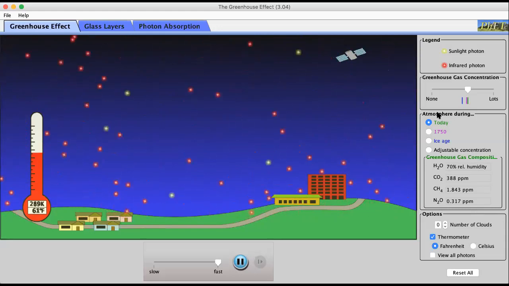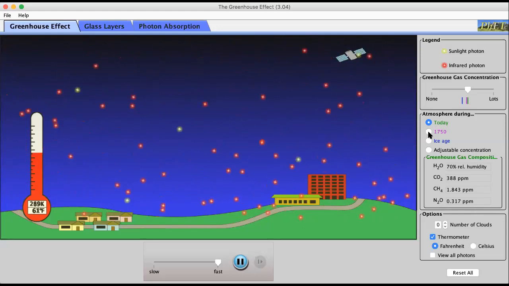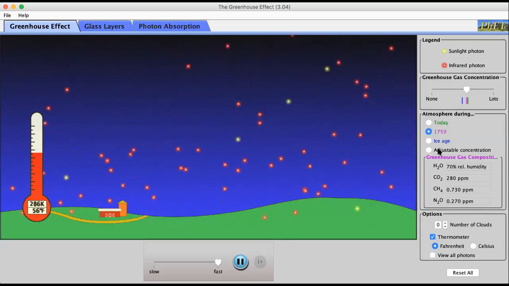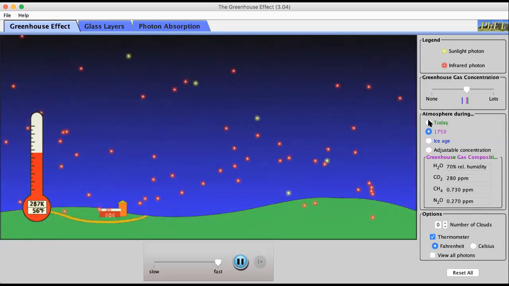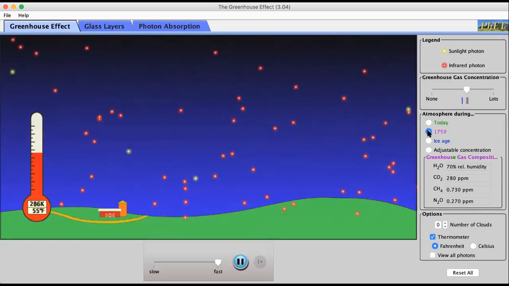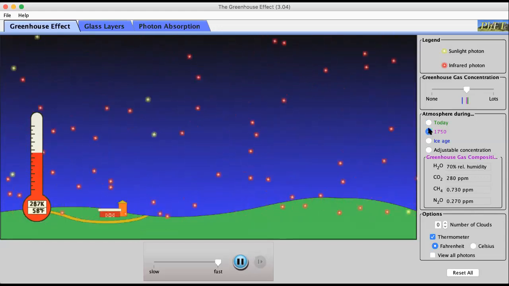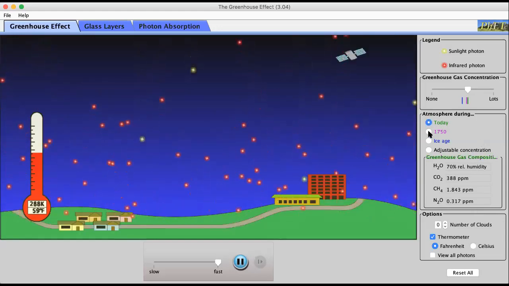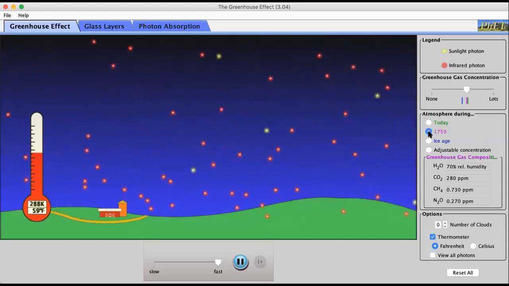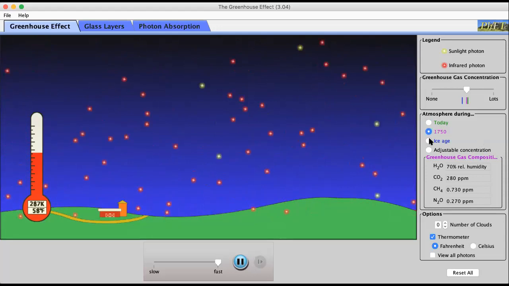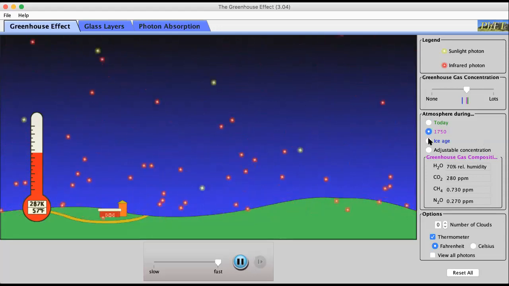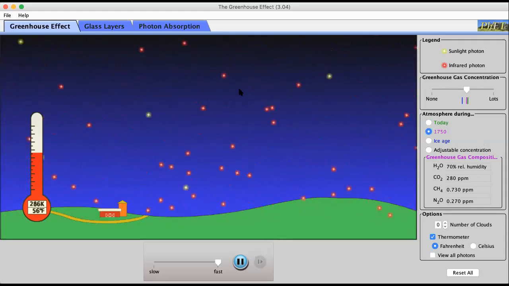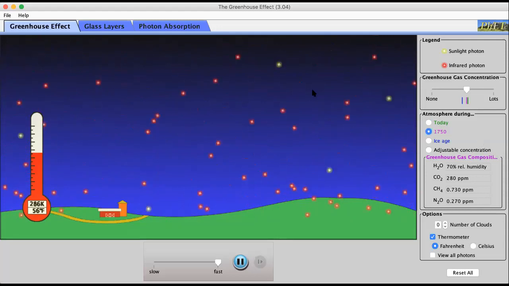Let's see what happens if we change the atmosphere to what it was in 1750 AD. You can see all these infrared lights. So our satellite disappears, our houses disappear. And we do see, it's about the same. It's getting a little bit colder, actually. You can see the temperature is falling, because a lot of these infrared photons are reflecting back.